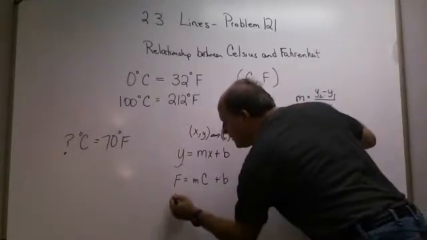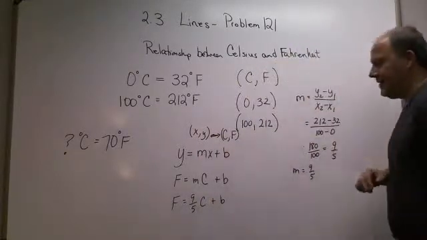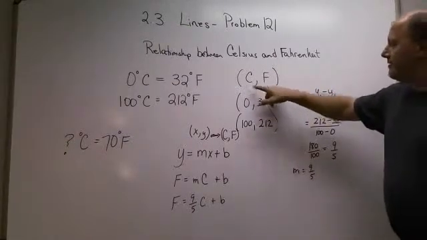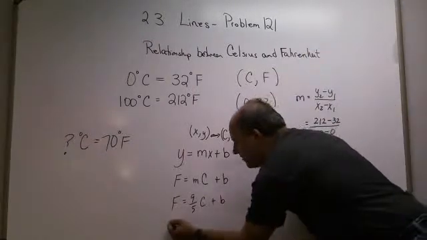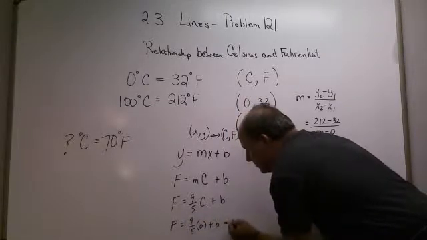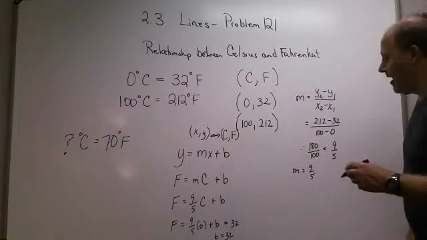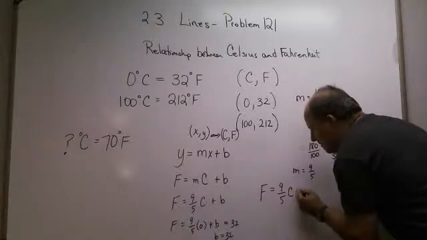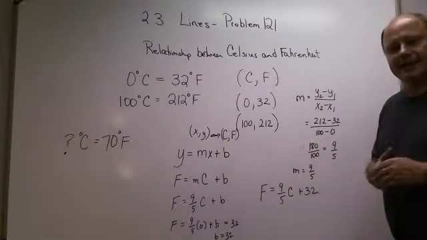So we have F equals 9/5 C plus b. Now we have to figure out what b is. All right, we know there's a point at (0, 32), right? So if you plug C equals 0 in, you have F equals 9/5 times 0 plus b. The Fahrenheit temperature is 32, so quite obviously b must be 32. So we have a formula working: F equals 9/5 C plus 32. So we have an equation that relates F and C together.